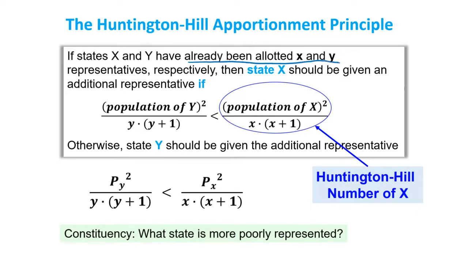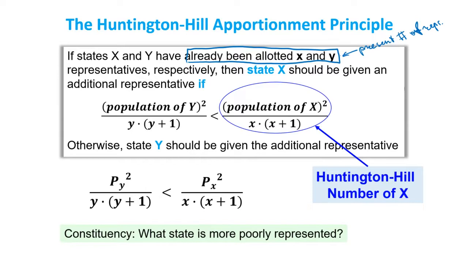Already been allotted X and Y. Yes, so the present number of representatives, divided by X and divided by X plus 1. We calculate these numbers for both states, state X, state Y, and then we'll look which Huntington-Hill number is greater. The greater Huntington-Hill number, the more deserving the representative.